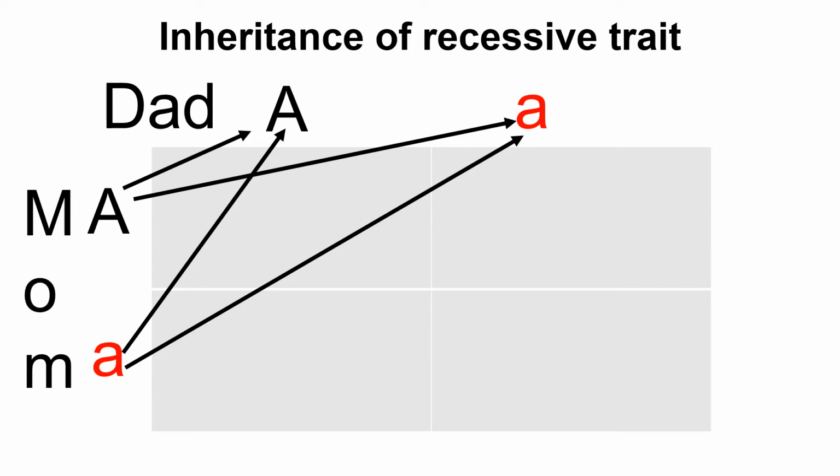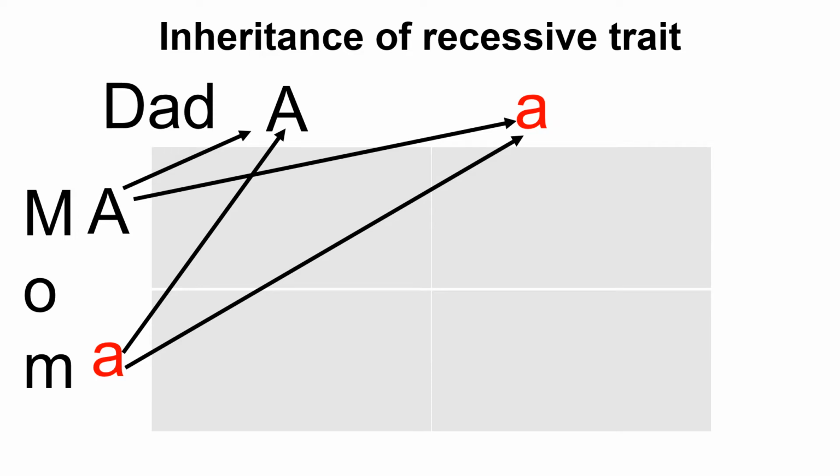On the left side, I also have the genotype of the mom. In this particular case, we're also talking about a heterozygous individual, represented by an uppercase letter A and a lowercase letter a. Once again, I'm using red to represent that the mutation is in the lowercase a, which is basically the recessive allele.